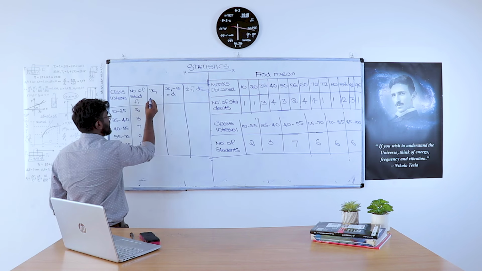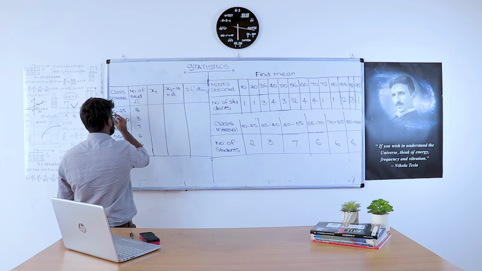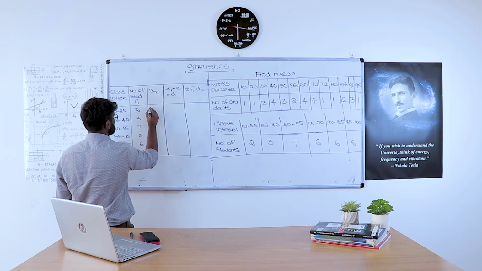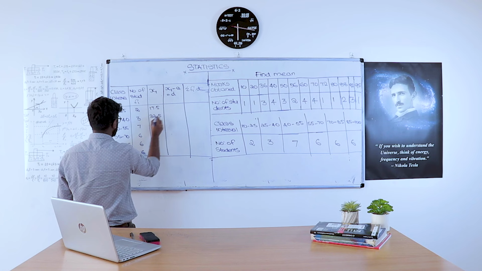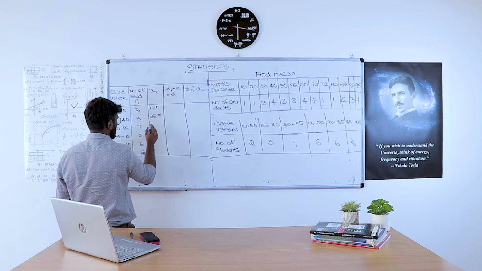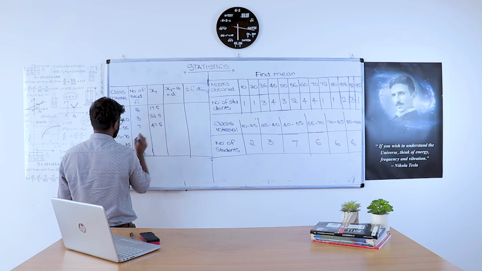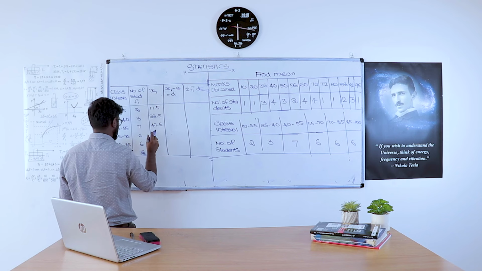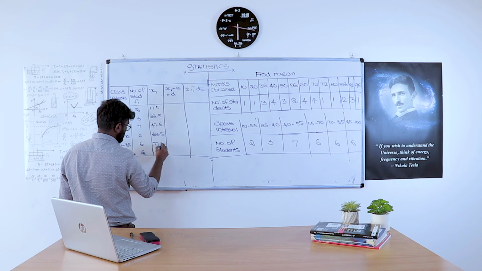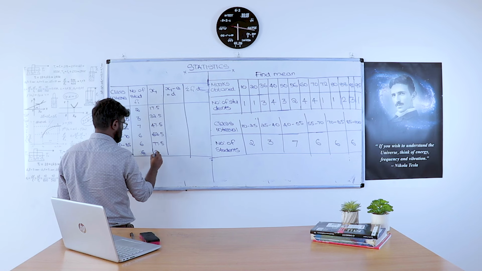So what is the xi value? That is the class mark, the mid of these values. This is 10 plus 25, 35 by 2 is 17.5. 65 by 2 is 32.5. 40 to 55, 95 by 2, 47.5. Then 55 to 70, 125 by 2 is 62.5. Then 150 by 2 is 77.5. Then 185 by 2 is 92.5.